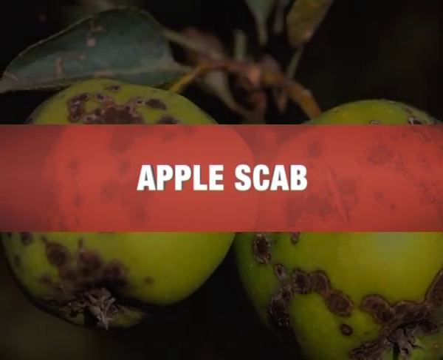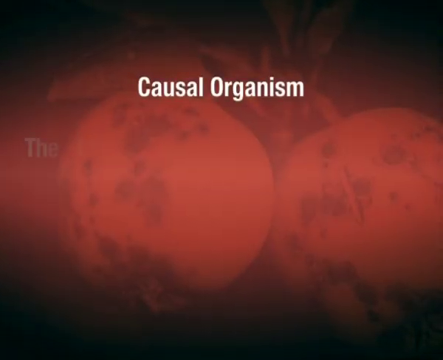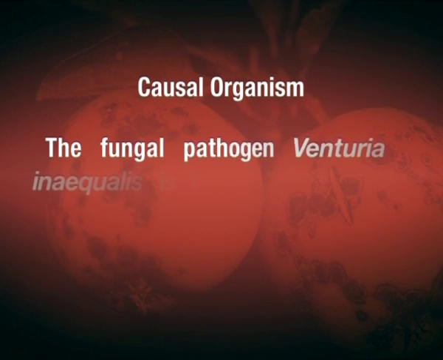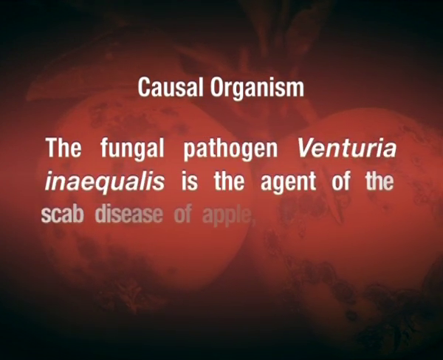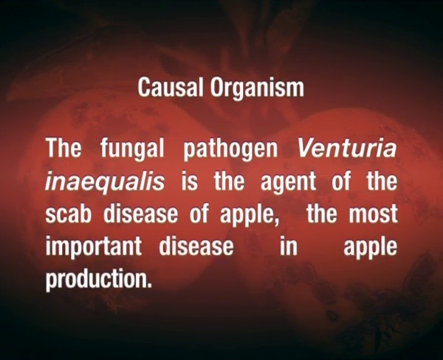Now let's discuss the disease apple scab. The fungal pathogen Venturia inaequalis is the agent of the scab disease of apple, the most important disease in apple production. The apple scab is found almost everywhere where apple grows. It seems to be destructive in the areas having cool and humid climate. This disease was first reported from Sweden in 1819.